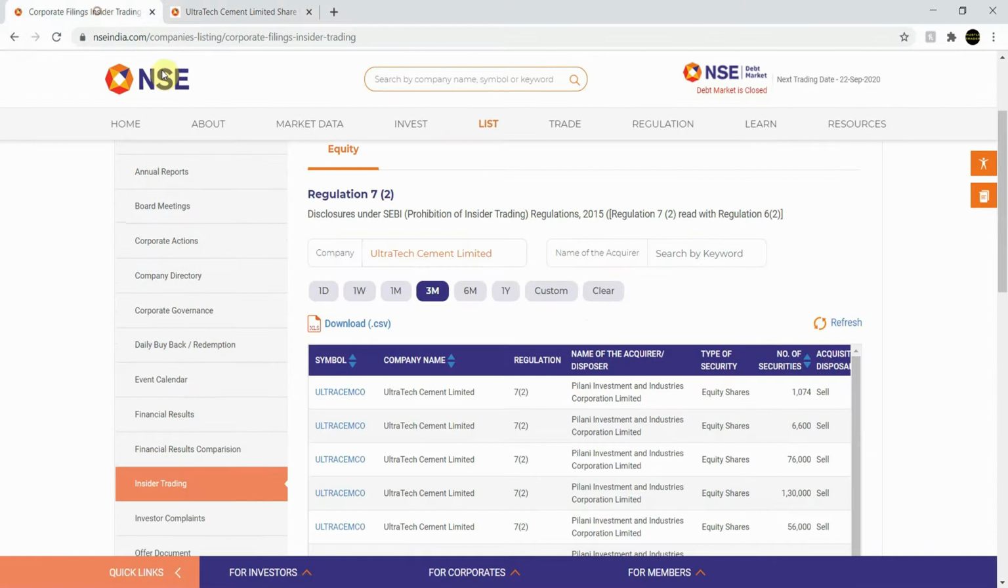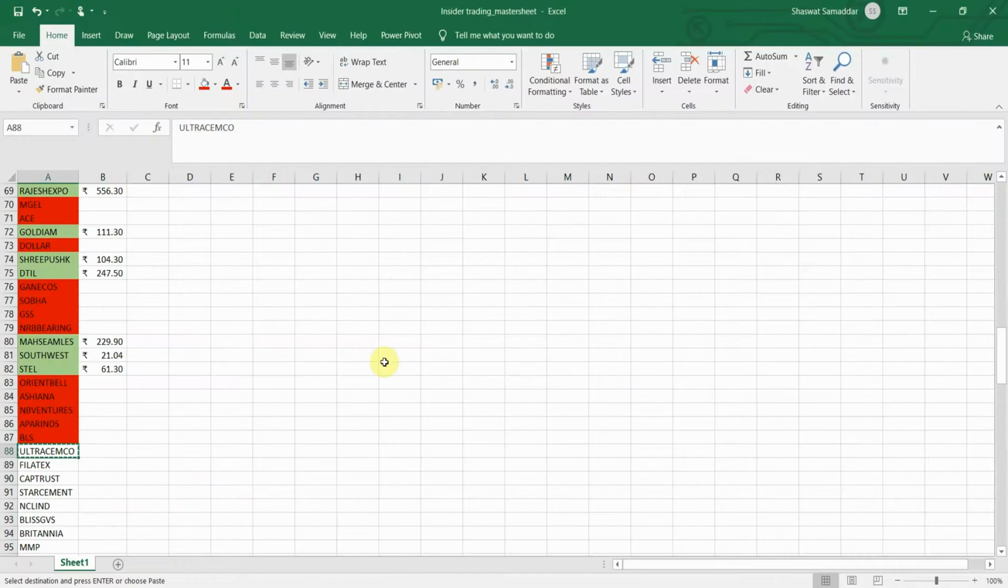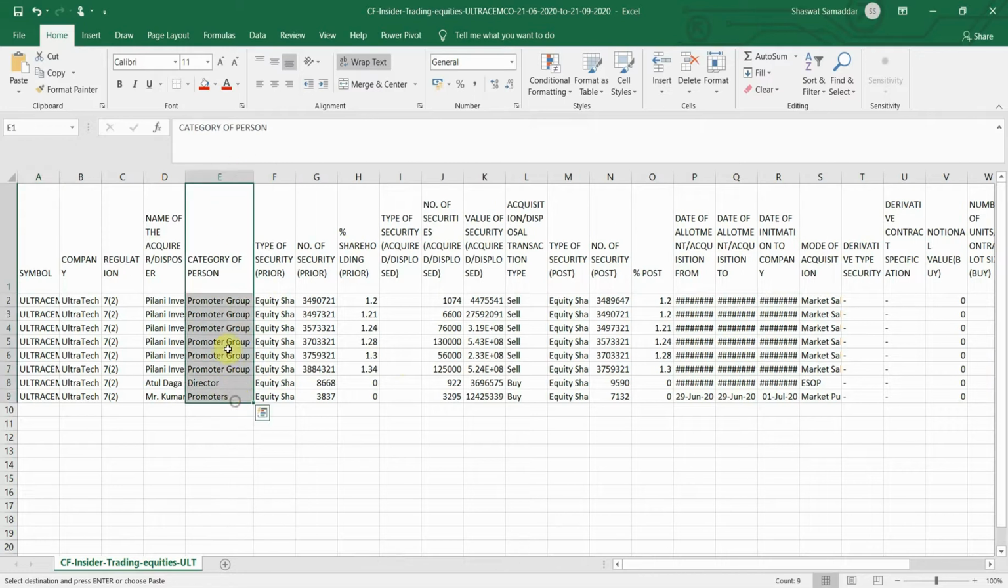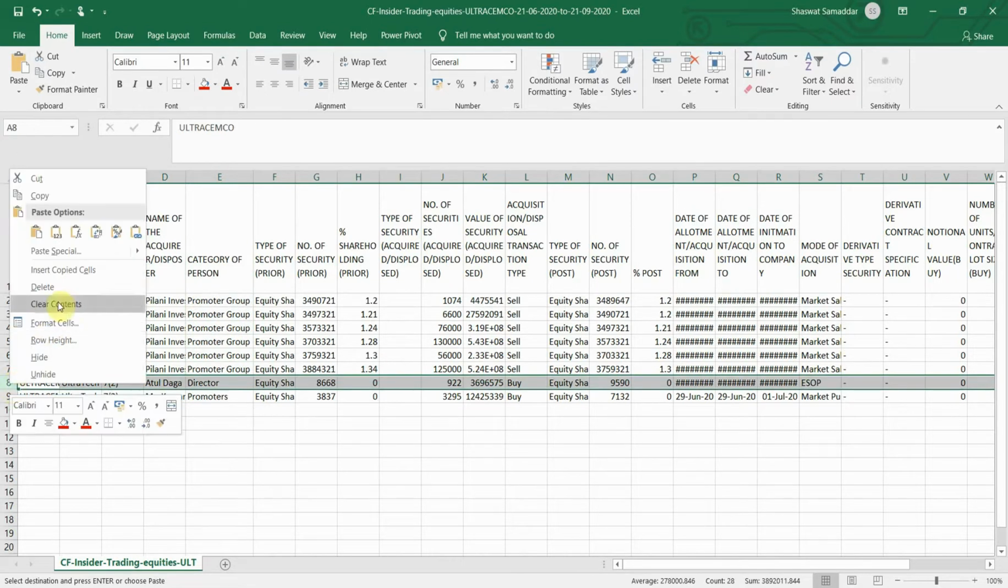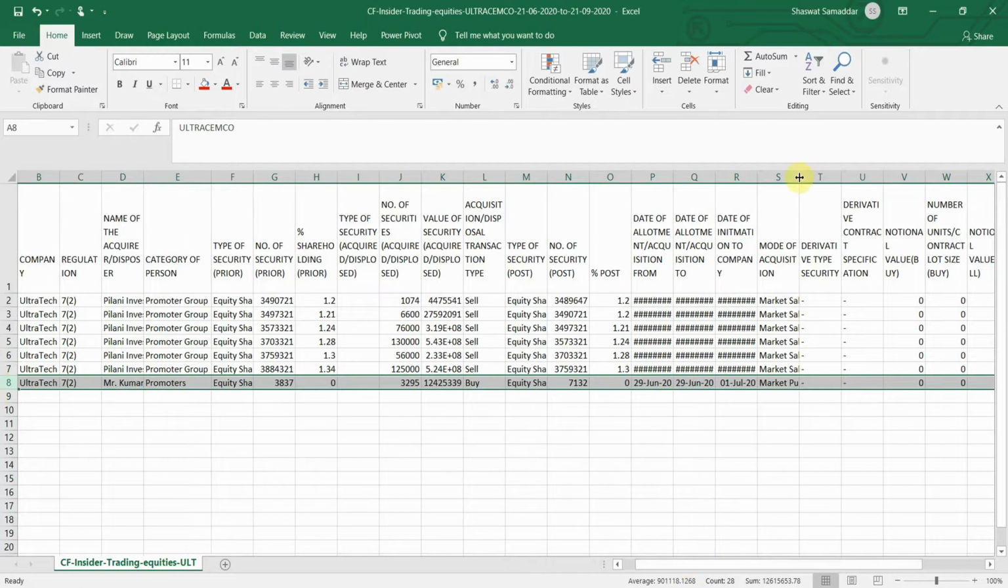Okay, next step, we all know that I have to download the 3 months insider trading report of Ultra Semco only. So I'll go ahead and quickly open this. Okay, we only want the promoters and promoter groups in the category of persons column. This I have explained repeatedly. So I'll just go ahead and delete this row number 8 as it contains the director as the category of person. We don't want that.